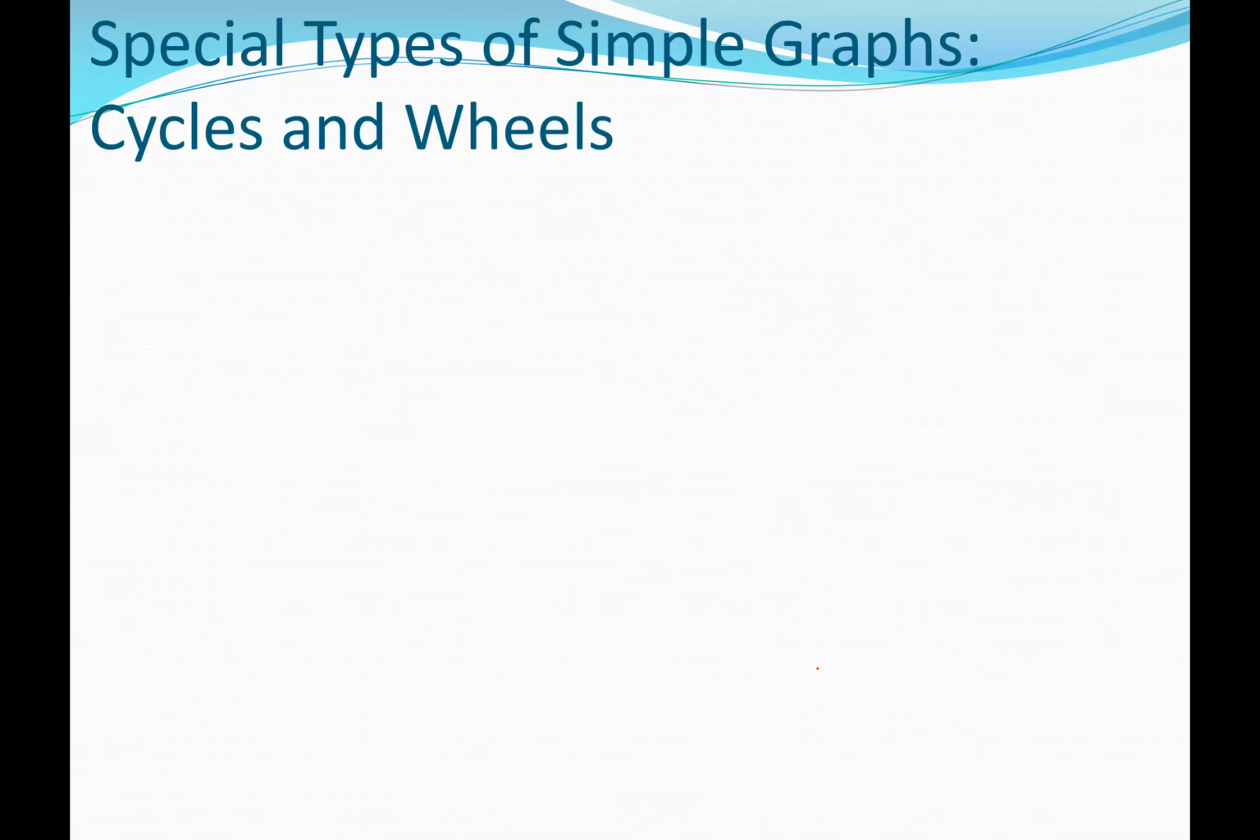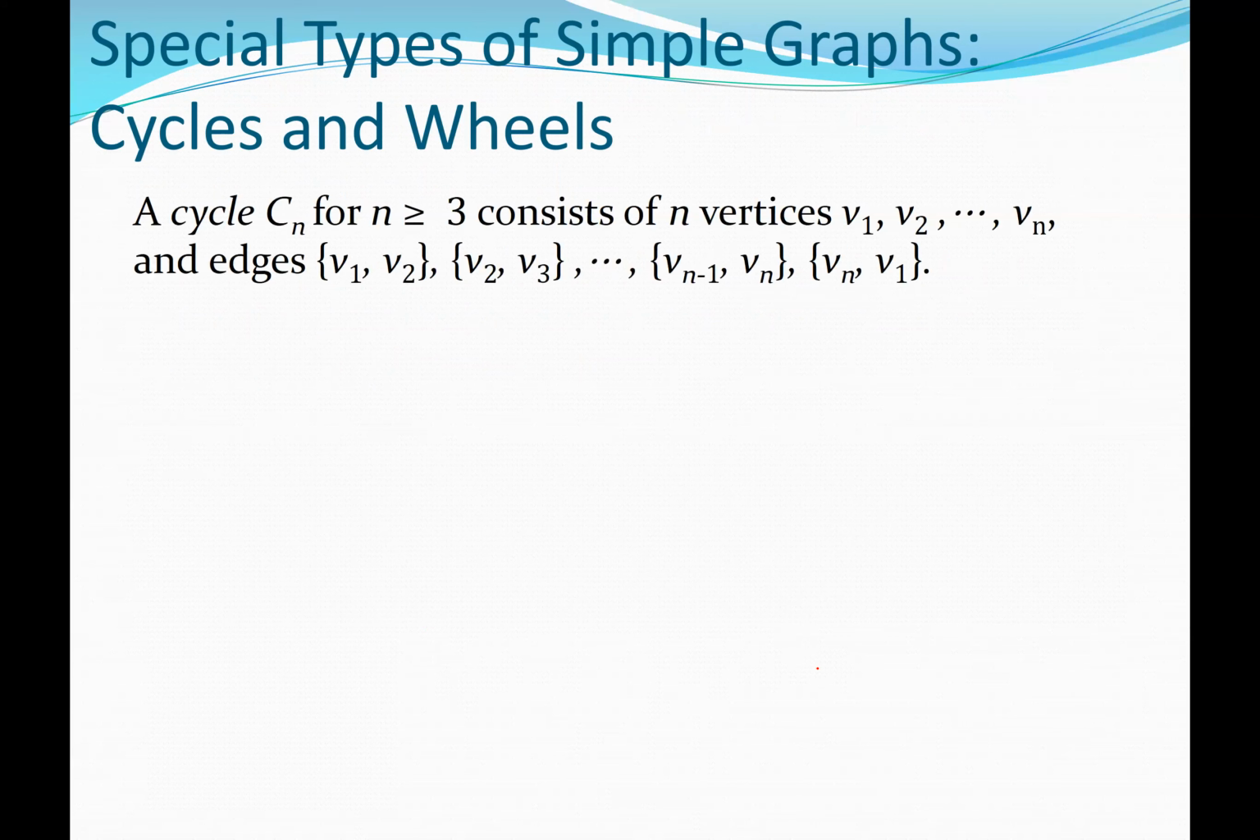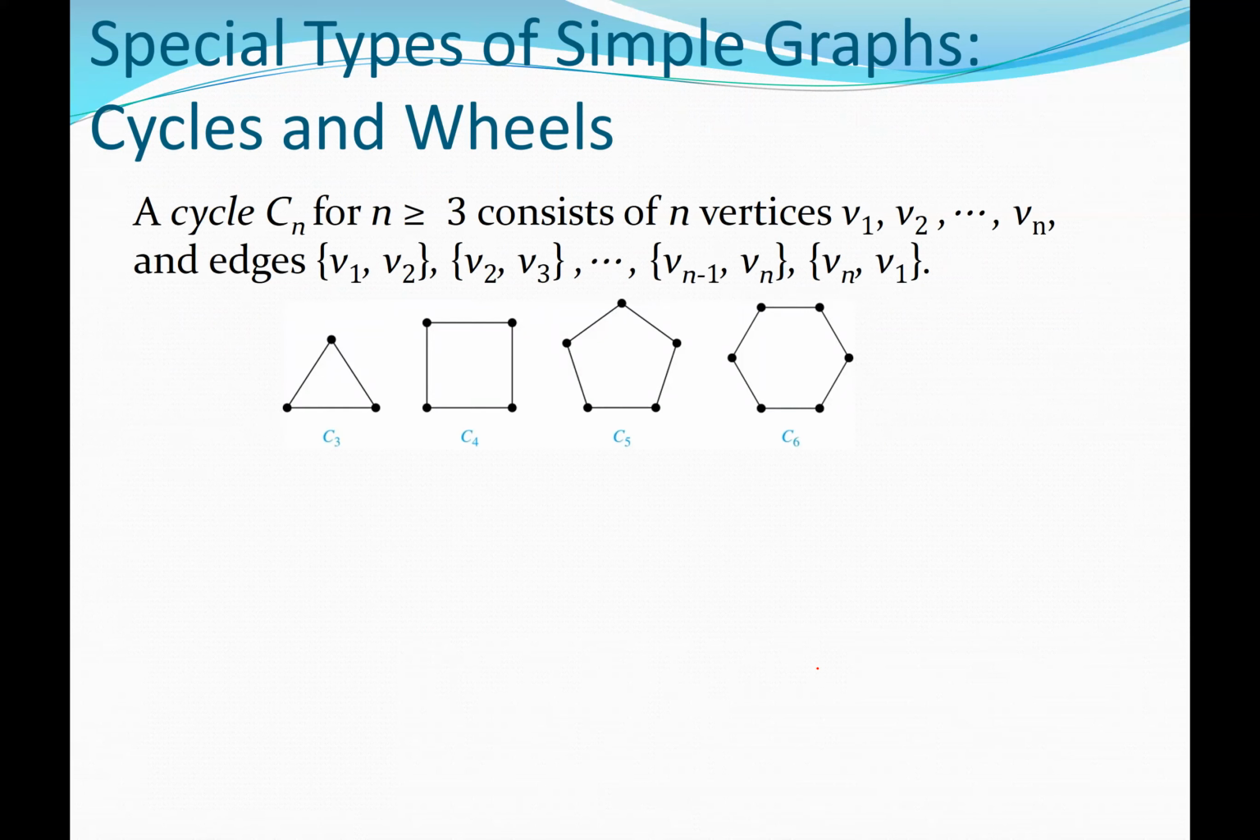Another one is the cycle and the wheel. A cycle is a simple graph where it doesn't have to connect all the vertices together, so this is different from the complete graph. This is just a cycle graph. You can think of it as a cycle, and you can see it on the graph.